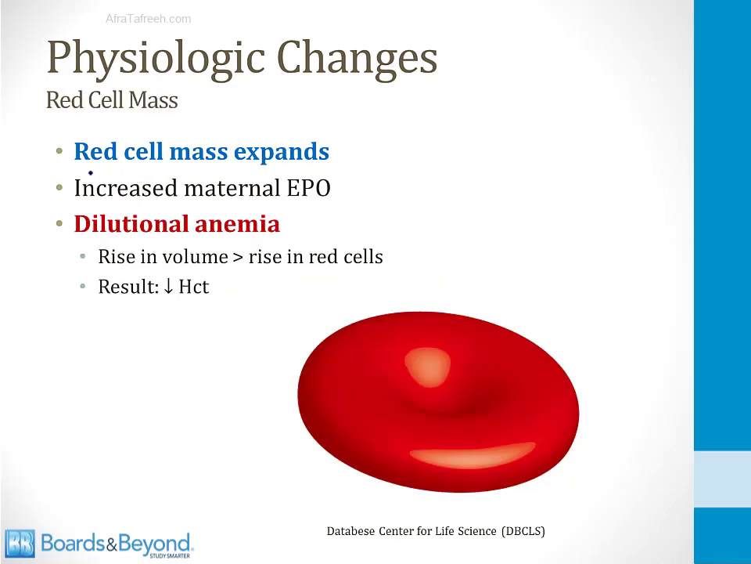When women are pregnant, the red cell mass expands. This is because there is increased maternal EPO secretion during pregnancy. If you do a blood test on a woman who is pregnant, however, she will appear to be mildly anemic. This is because there is a dilutional anemia that is normal in pregnancy. The rise in volume is greater than the rise in red cells, and as a result, there's a small decrease in hematocrit seen during pregnancy normally when women are pregnant. This is usually a mild anemia, and it's not severe enough to cause symptoms.